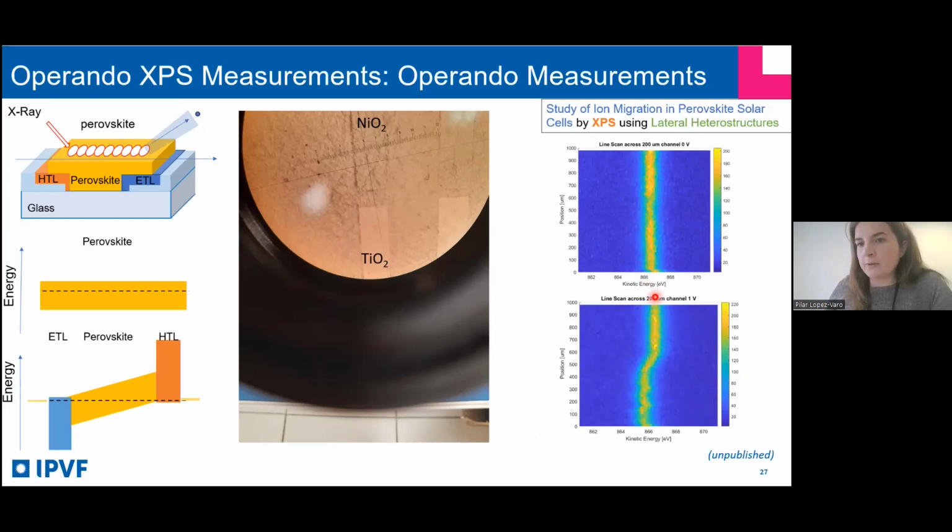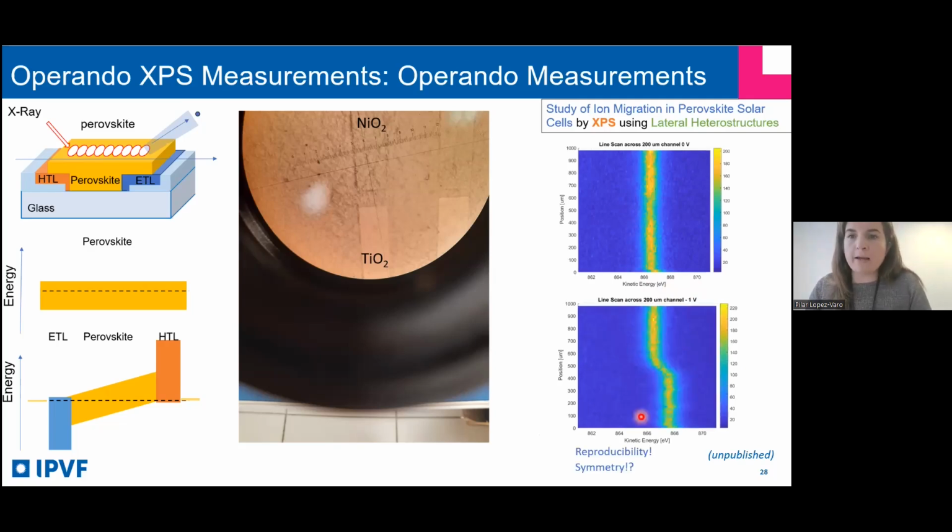But what we decided to do is to apply different voltages in order to see how these ions are migrating, because with time they will change the shape of our potential distribution. So we apply 1 volt, then we apply -1 volt, and what we have seen is reproducibility in some of the samples, which is quite good. And then we have seen symmetry in some of them.